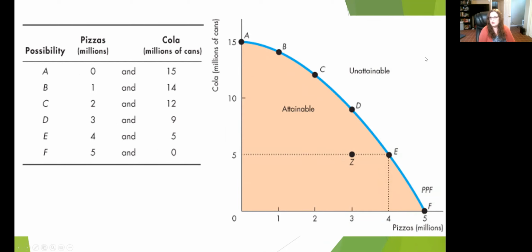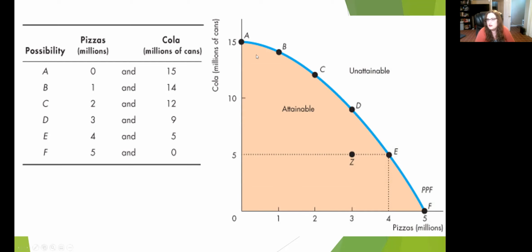I can't do that. I don't have the workers for that. I don't have the dough for that. I don't have the metal for that. These bundles of goods are considered unattainable because they're beyond our production possibility frontier. They're way out here in, I was going to say left field, but it's actually in right field. They're way out here in right field because these are bundles of goods that we can't produce. We just don't have the stuff to do it, so they're considered unattainable.